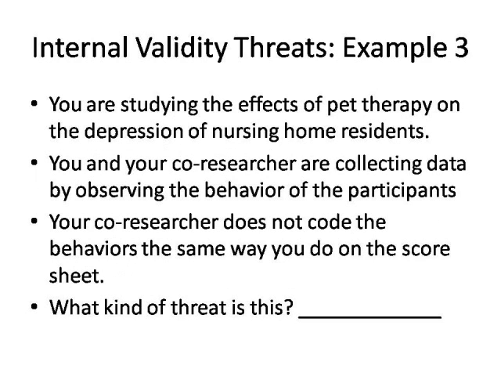Okay, number 3. You're studying the effects of pet therapy on depression in nursing home residents. You and your co-researcher are collecting data by observing the behavior of the participants, but your co-researcher is not coding the behaviors the same way you do on the score sheet. What kind of threat is this?